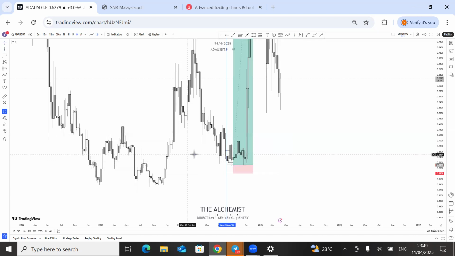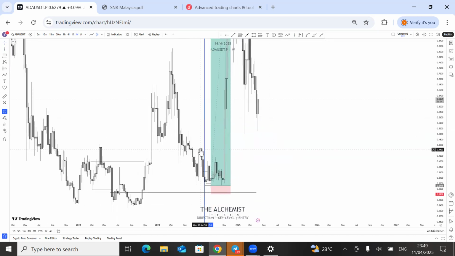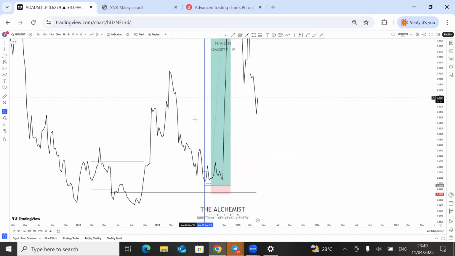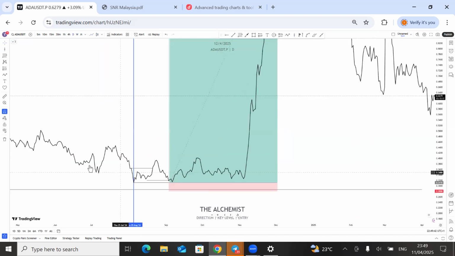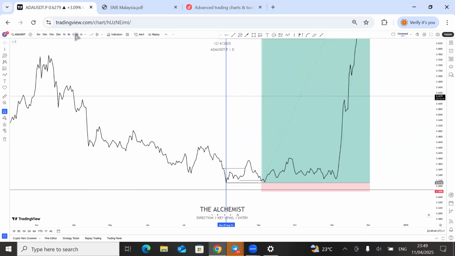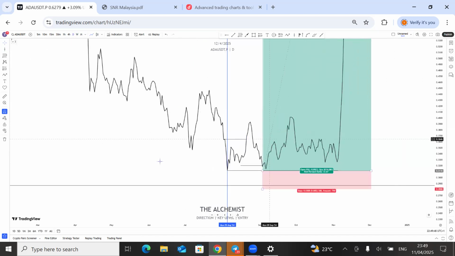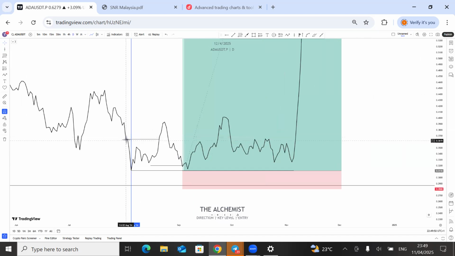On this weekly, it was too long for me to wait for this one up here before I could have my break of structure. So what did I do? I went lower, to the daily time frame. As I said, if you don't have it on the weekly, go to the daily time frame. It's going to be there waiting for you. This was what we had here.